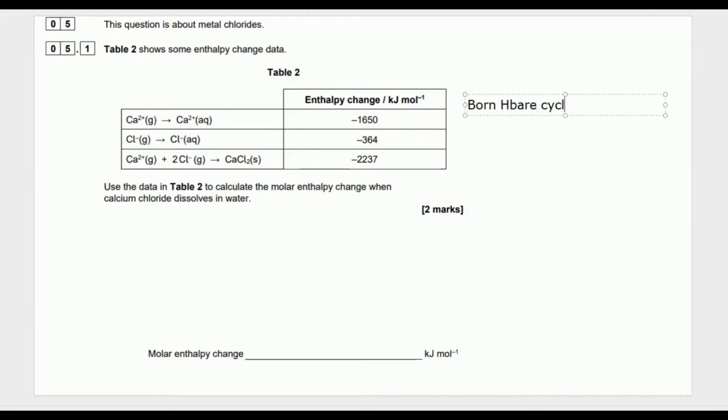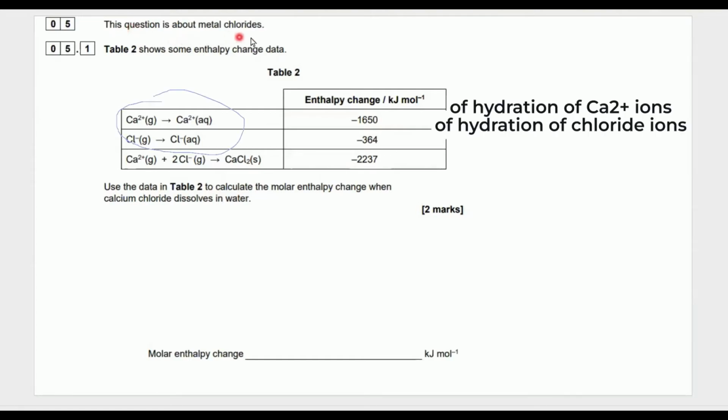So we're kind of looking at a Born-Haber cycle. This whole question is about the Born-Haber cycle, but for enthalpy of solution, you do it very similar to Hess's law, how you set that out. We've been given the hydration of calcium 2+ ions and the hydration of chloride ions. The hydration is when you convert them from gaseous state to their aqueous state, and we've been given the energy change for that. I've circled those in blue here. We've also been given gaseous calcium and gaseous chloride coming together to make solid calcium chloride, which is an ionic lattice, and that's minus 2237. That's the enthalpy of lattice formation.